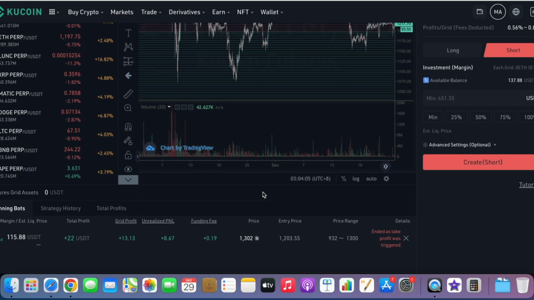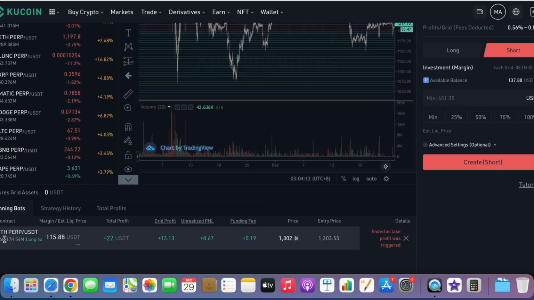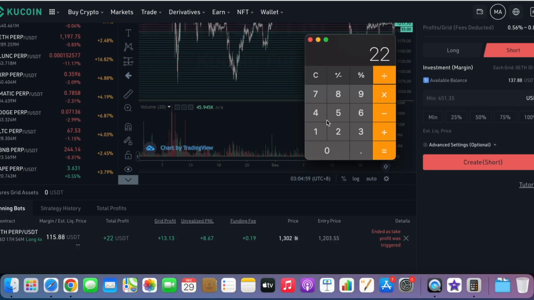This is a futures trading bot on the KuCoin platform. I created this bot 26 days back and I only invested $116 into this bot and I got a profit of $22 from this $116. So if we calculate 22 divided by 116 and multiply by 100, it is almost 19% profit from 1 month.